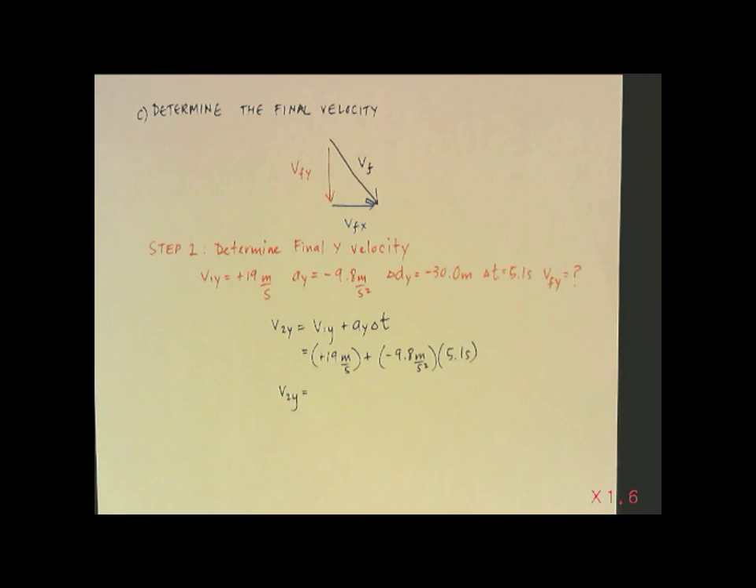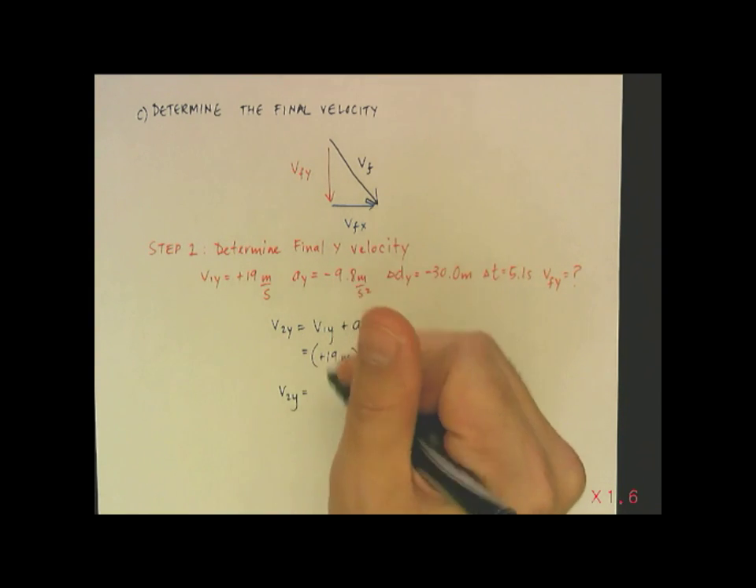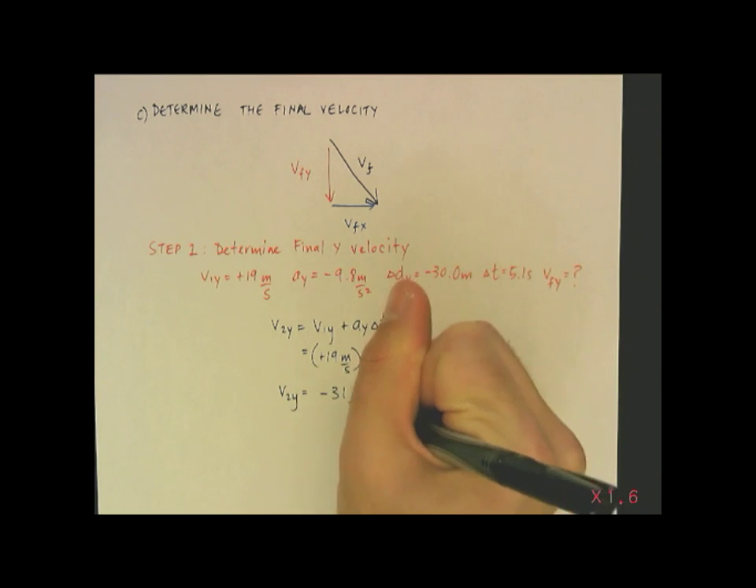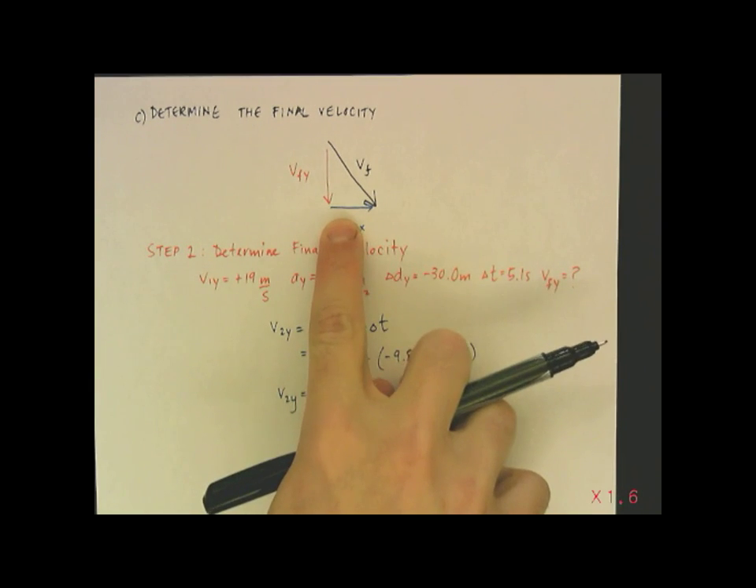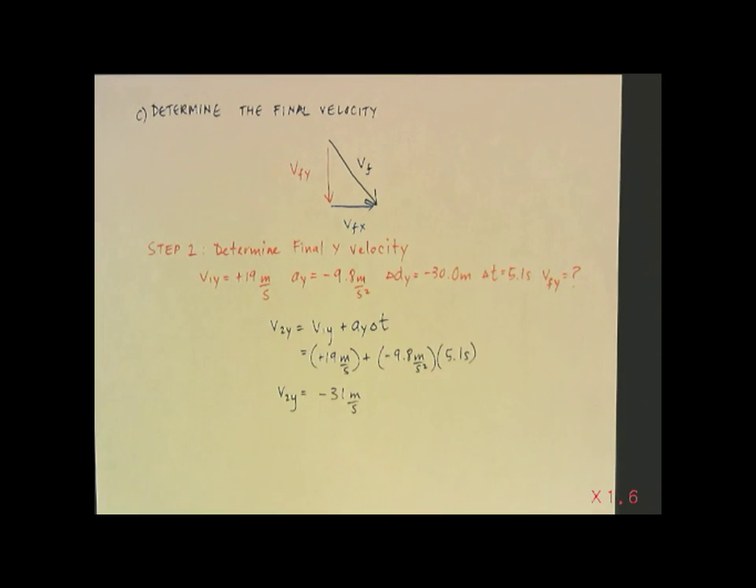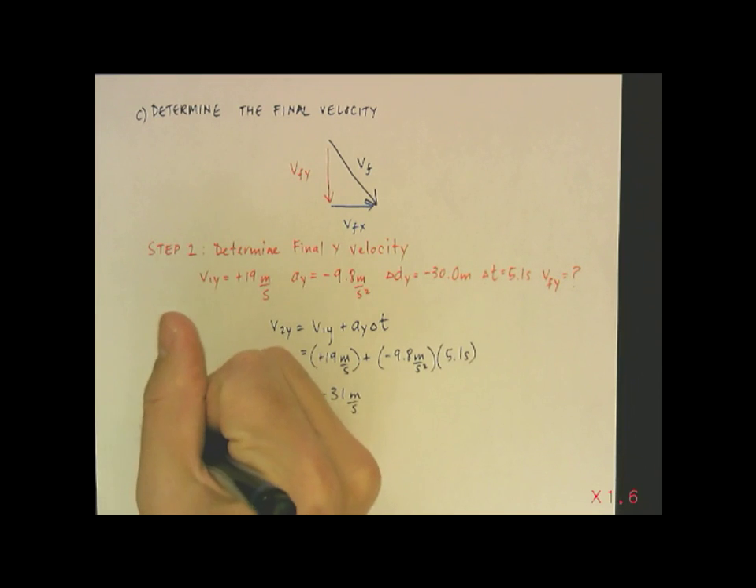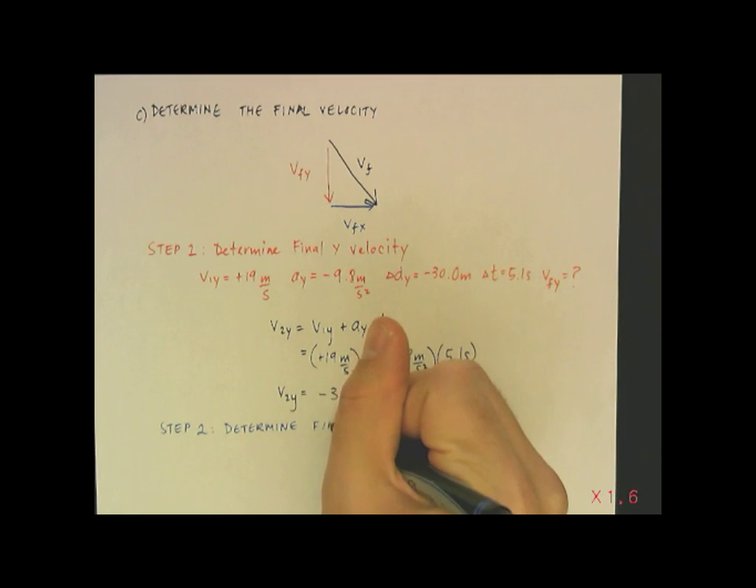If we punch these in, what do we get for our final y velocity? Negative 31 meters per second. Good. Negative 31 meters per second. What does the fact that it is negative tell us? It's going down. And if we look at our initial drawing, that makes sense. The y component should be in the downward direction. Now, we also have to determine the final x component.